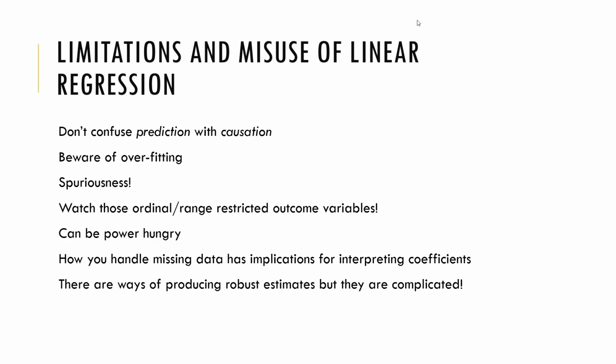You have to be aware of something called overfitting, and that's where you just put lots and lots of variables into the model, and based on spurious relationships, it makes it look like your model is better than it actually is. So both overfitting and spuriousness can only be controlled really by good use of theory to guide you in your choice of variables to include.